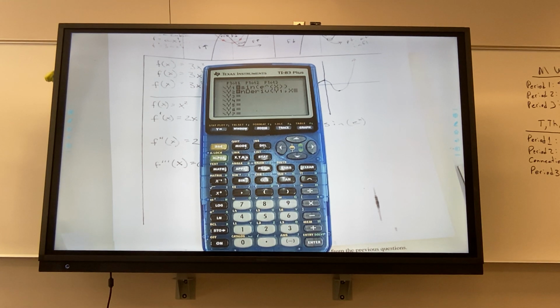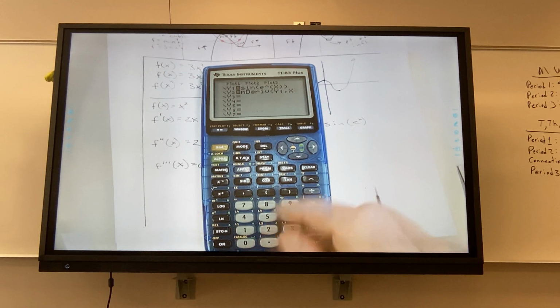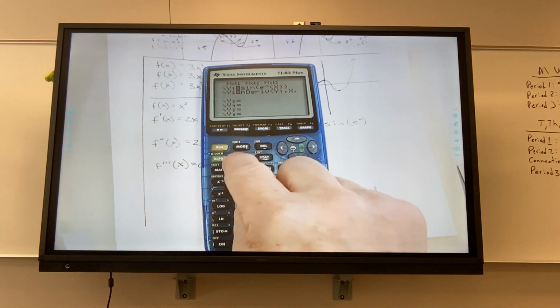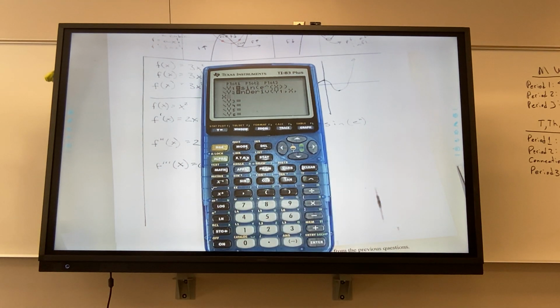How do we do this on Casio? I'll show you in a second. And TI people have to put in, rather than a number, we're saying compute the derivative for every x, parentheses, so it needs to look like that.